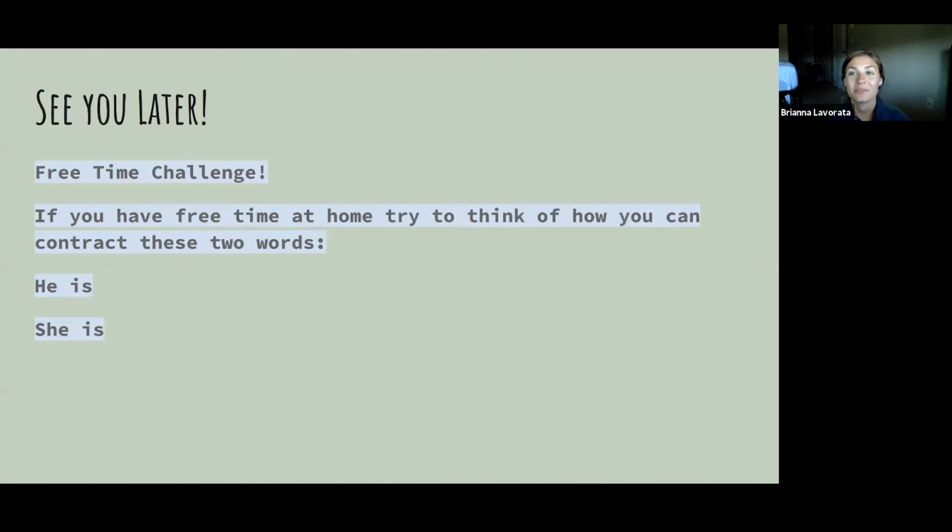Now, some free time challenge. If you have free time at home, write these words down: he is, she is. Try and make those into contraction words, okay? That's your homework for today if you have free time.